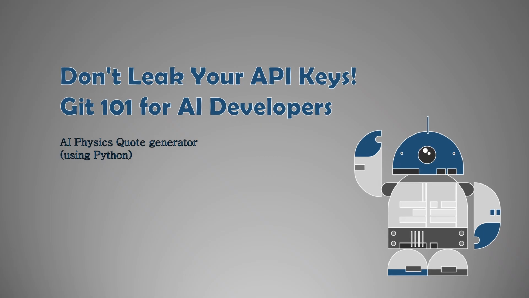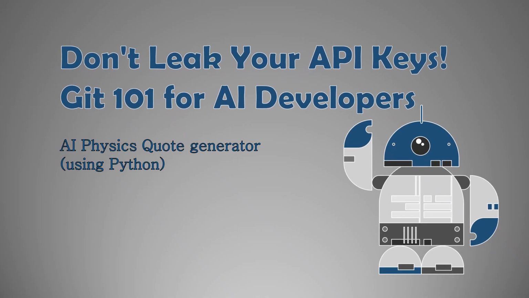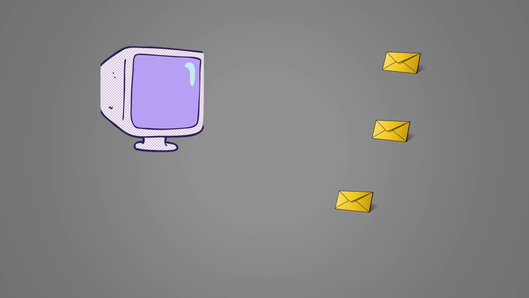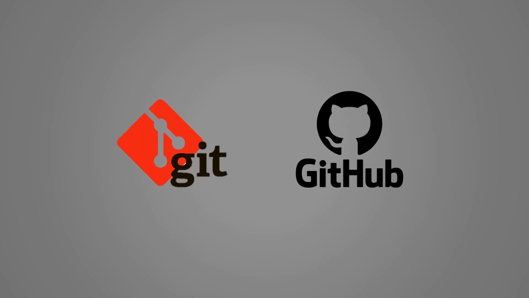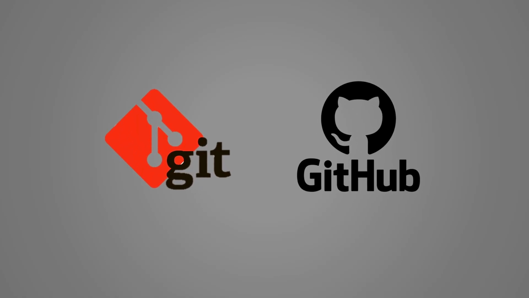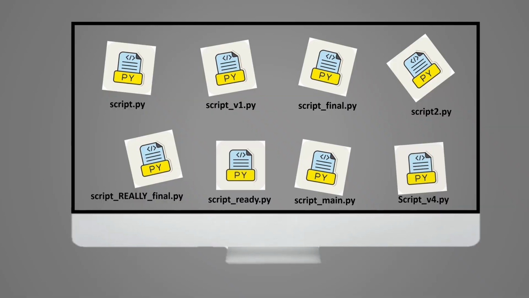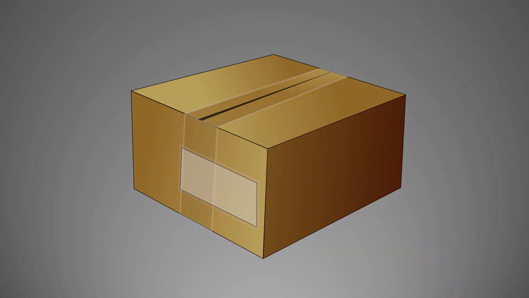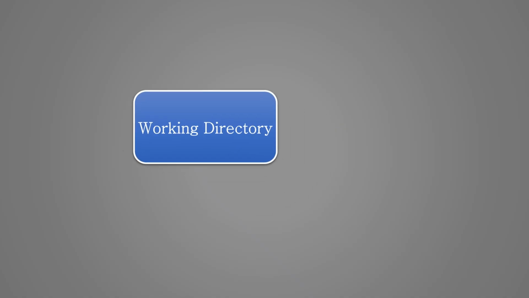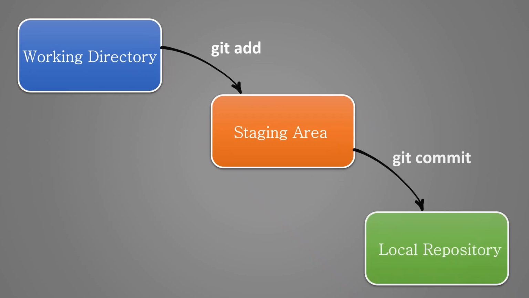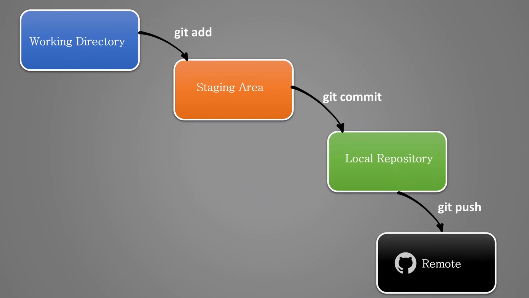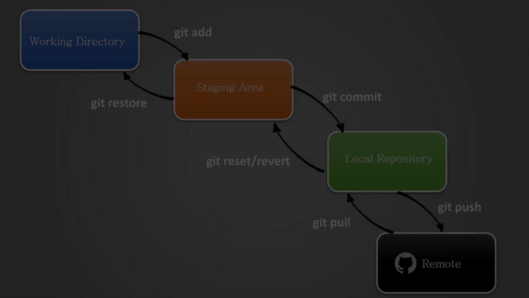Hi everyone, I'm Amlan Pati. Today we are going to build a quick AI physics code generator, but the real focus is how we use Git to manage that project, solving common headaches like version hell and keeping your private API keys safe. To be clear, this is just the basic Git workflow required to get you started. I'll be uploading a much more detailed deep dive video on Git in the future.